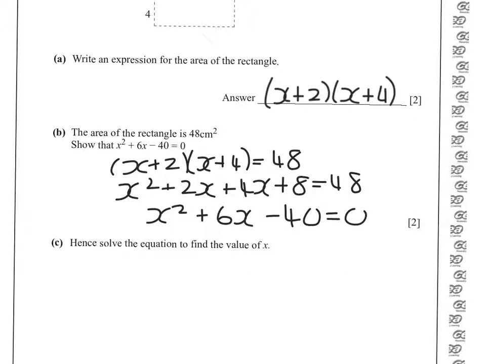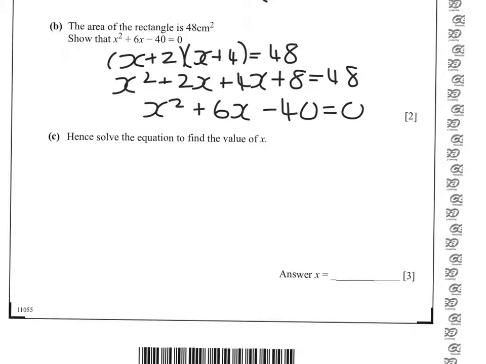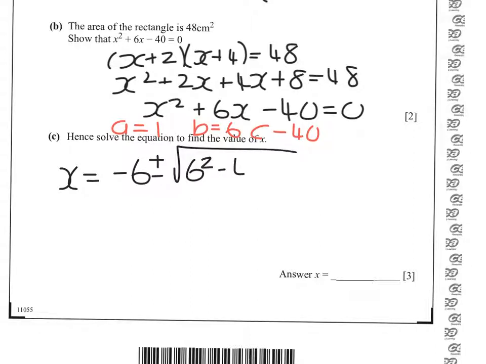To solve the quadratic, we can either use the quadratic formula, which is on the formula sheet, so x equals minus b, plus or minus the square root of b squared minus 4ac, all over 2a. So in this case, a is 1, b is 6, and c is minus 40.